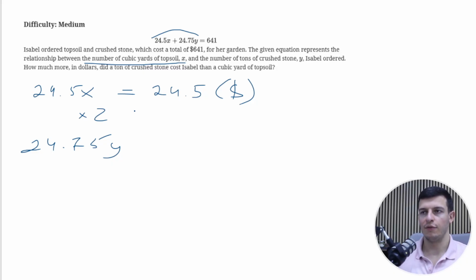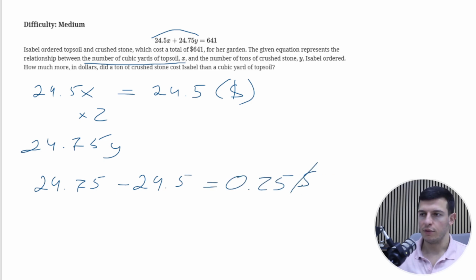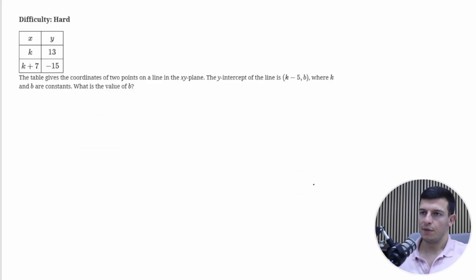1 ton is 24.75, and if you get 5, you'll just take 5 and times it by 24.75. So what the question says, how much more in dollars did a ton of crushed stone cost Isabel than the cubic yard of topsoil? So if you get 1 of each, so 1 ton of crushed stone, which is 24.75, how much more will that be if you get 1 cubic yard of topsoil, which is 24.5? So the answer is going to be 0.25 in dollar amount. Again, you see the calculation part is very easy, but coming to that conclusion could be a bit tricky.